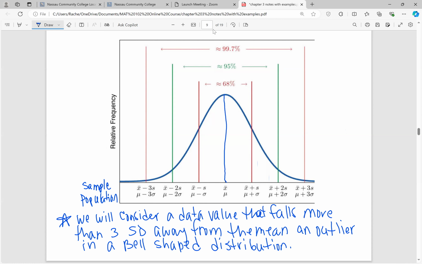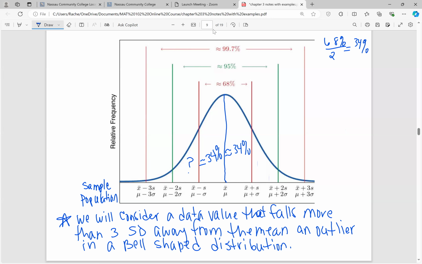So imagine I took this 68%, this area that's 68%, and I divided it in half. Half of 68%, right? So 68% divided by 2 is going to be 34%. So we can say each one of these little chunks here is about 34%.